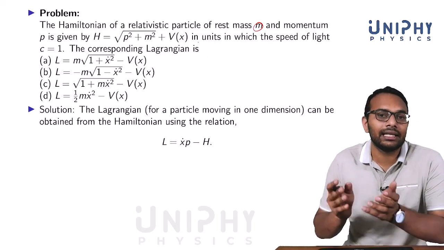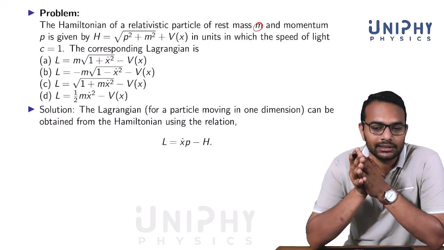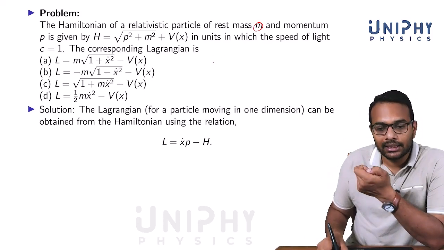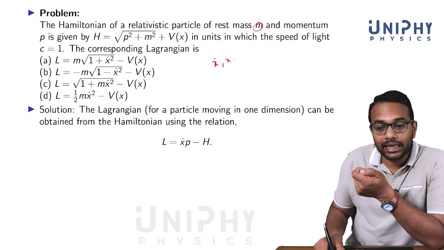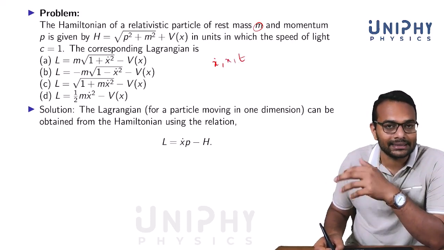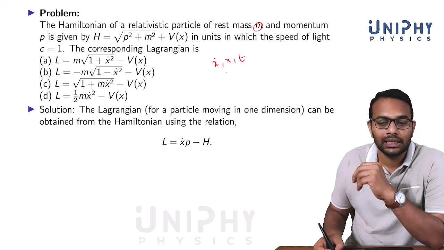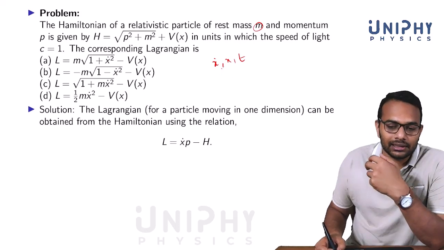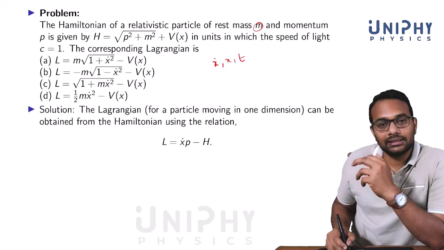We need to find the Lagrangian. So how do we find the Lagrangian? First of all, you have to remember that the Lagrangian has to be a function of x dot, x and t generally. There may not be a t there, but generally it's a function of x dot, x and t. There shouldn't be any p in there. So we should eliminate the p in favor of x dot when you go to the Lagrangian. So let's just do the traditional way. Let's just follow the steps.